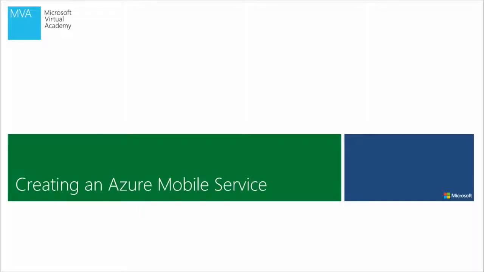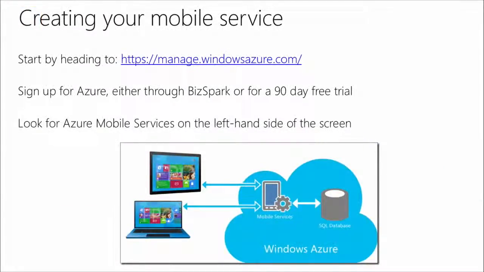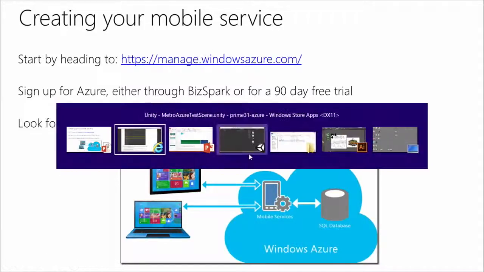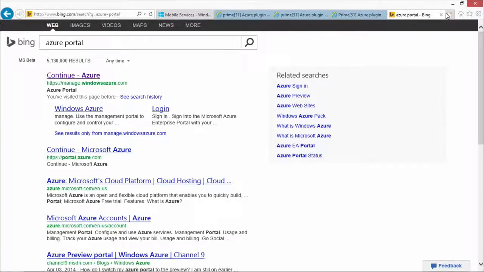So now, creating an Azure mobile service. First of all, you're probably wondering, what is a mobile service for Azure? Well, first thing we can do is head to our Azure portal. And what that'll do is allow us to take a view of what's going on here. So go to the Azure portal. It's manage.windowsazure.com. When I click on that, it'll actually bring me to my portal, which you can already see here in just a moment.